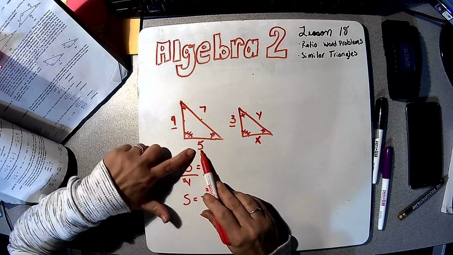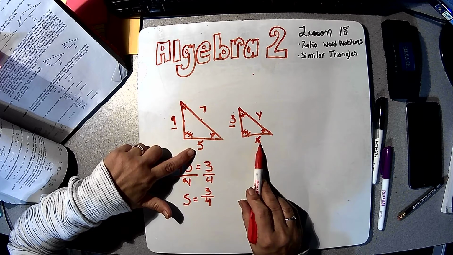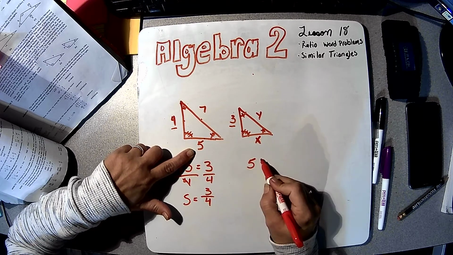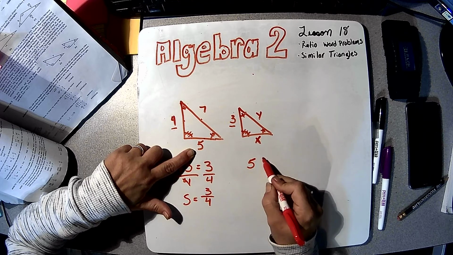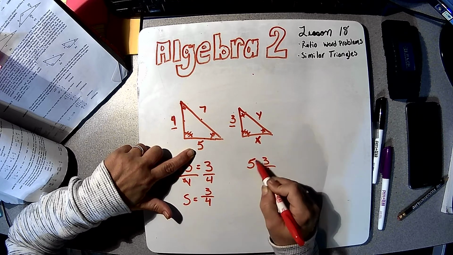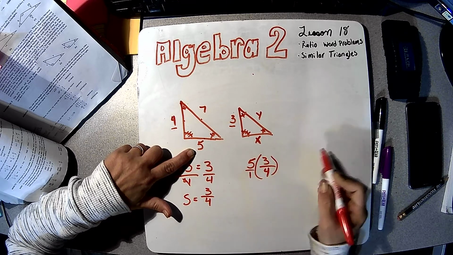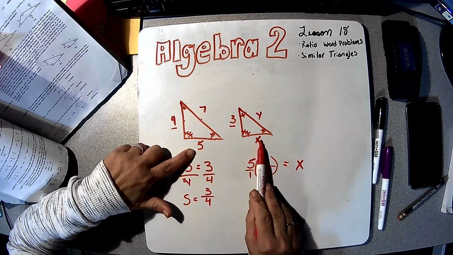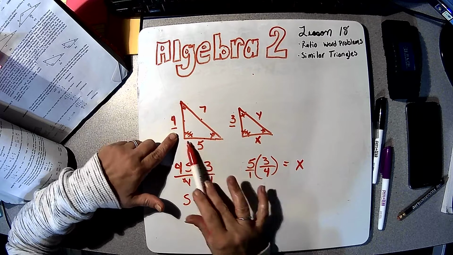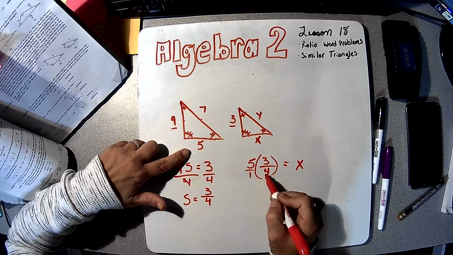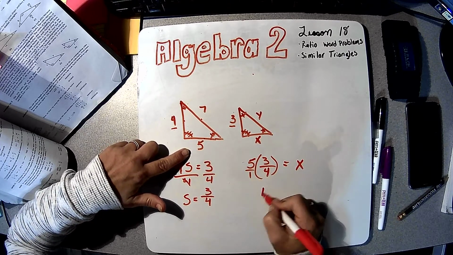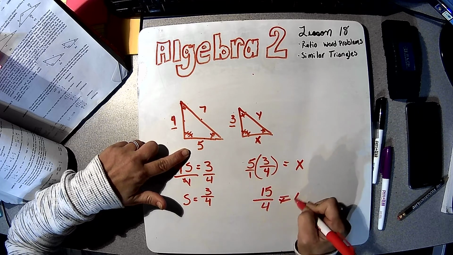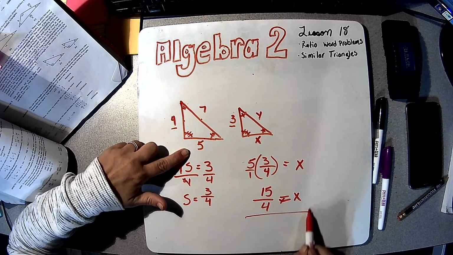Okay, so if we want to find x, it's correspondent to 5 right here. So we can say 5 times our scale factor, which is 3 over 4. We can make that be 5 over 1, equals x. Okay, so we scaled this down by the same amount that we scaled that down, which is 3/4. And 3 times 5 is 15 over 4 equals x. And you can just leave the answer like that.